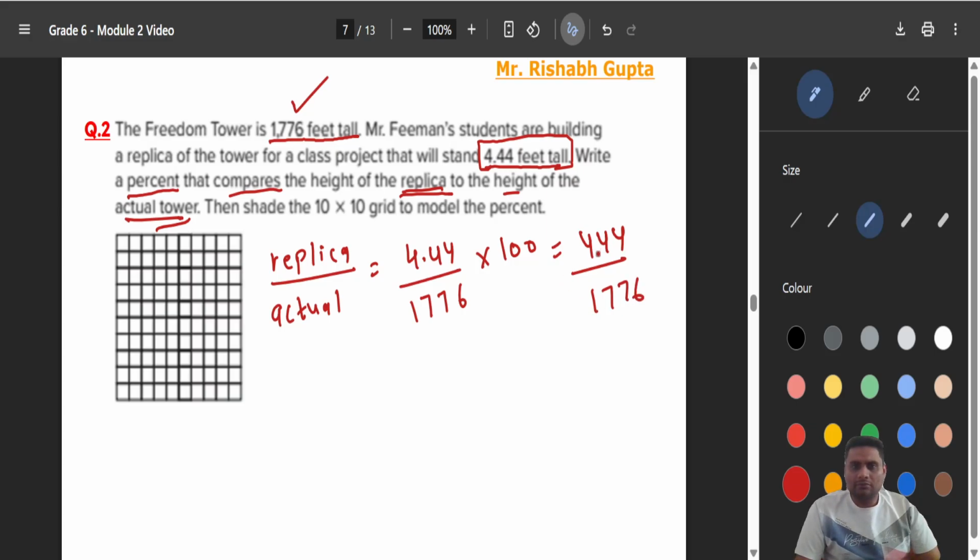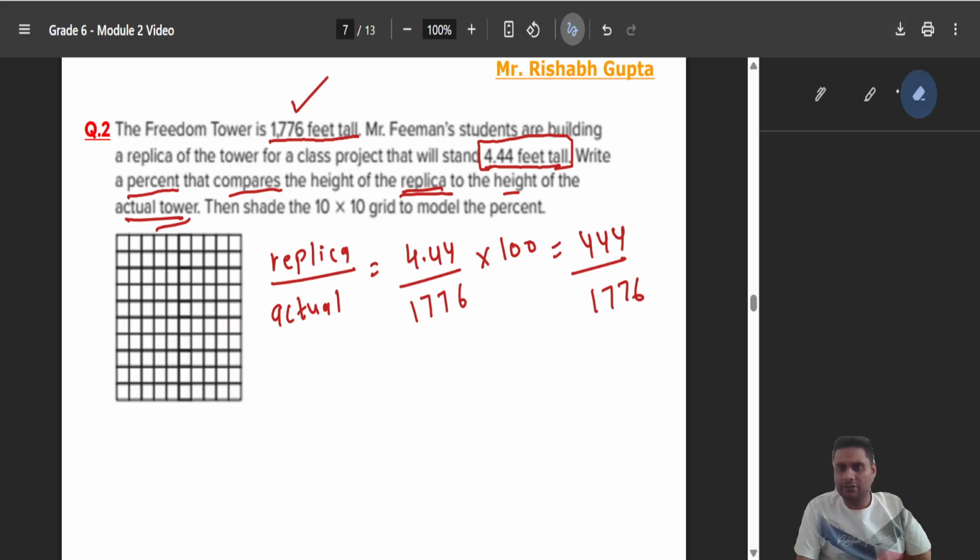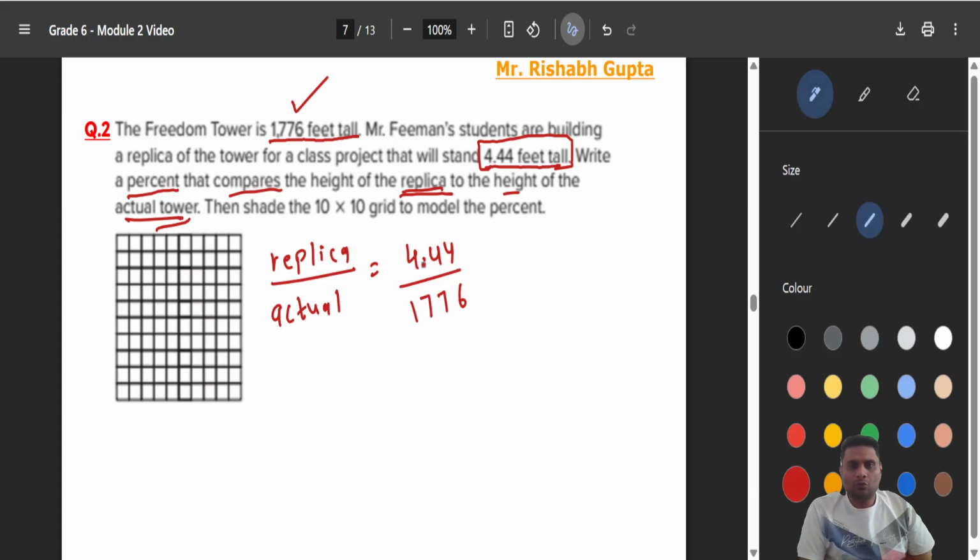Okay, now, just wait, let me tell you in a different way, because this conversion will come later and I don't want anyone to get confused. See, this is 4.44 out of 1776. We want to remove this decimal. How will I do this? After the decimal, how many numbers do you see? Only two numbers, right? So simply, if you put two zeros down, you can remove this decimal. So this will become 444 over 1776 times 100.